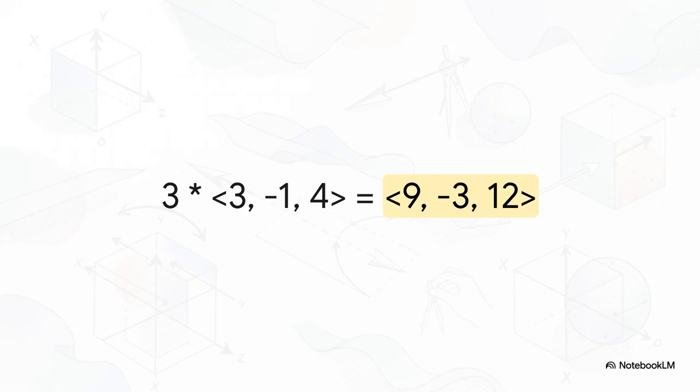Let's start with 3 times vector A. We're just going to distribute that 3 into each part. So 3 times 3 gives us 9, 3 times negative 1 gets us negative 3, and 3 times 4 is 12. And just like that, there's our first result.